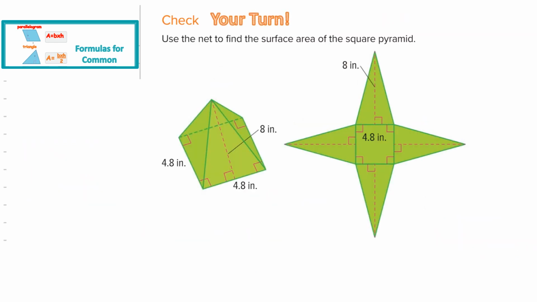So I want you to do your best on this one. Come back and check after you have your answer, and let's see how we do before we move on into triangular pyramids.